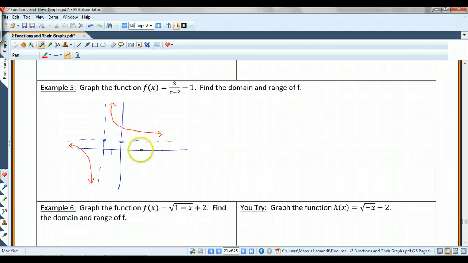The domain and range of f. The domain goes from negative infinity all the way up to negative 2. And then from negative 2 to infinity. And the range goes from negative infinity all the way up to 1. And then from 1 all the way to infinity. Alright?